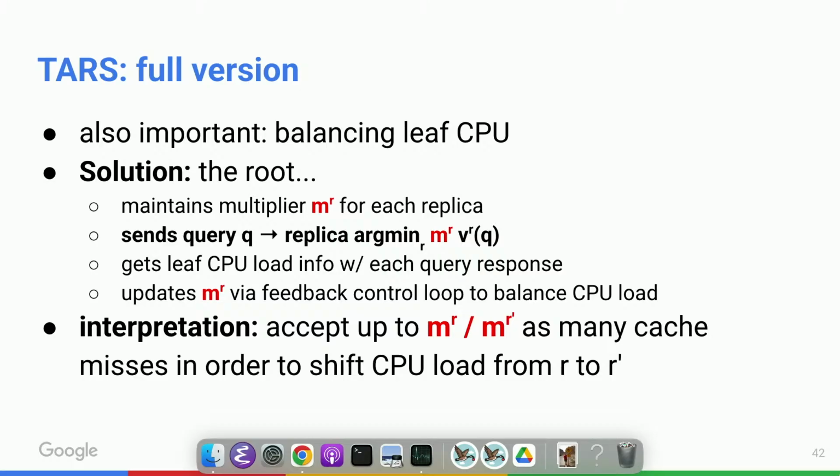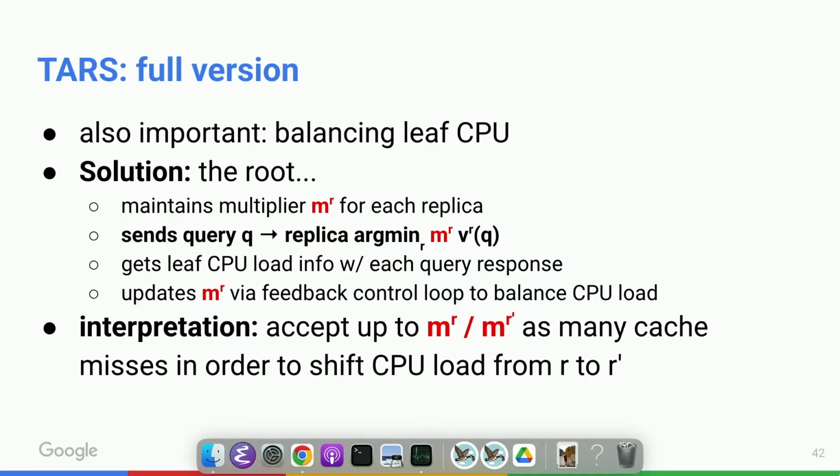Full version. All right. You also have to balance leaf CPU with these leaves. And so if you just affinitized everything to one replica and you sent all your queries there, the other two would be sitting idle, and that's no good. What is our solution to this? And this is not really the focus of the rest of the talk. This is pretty much the only place in the talk where I'm going to talk about this.